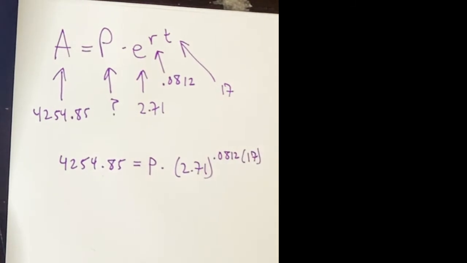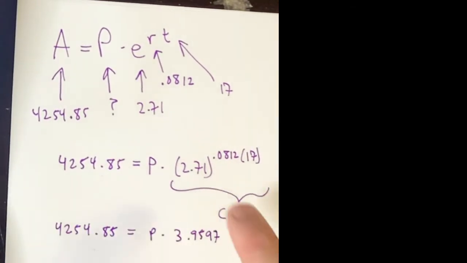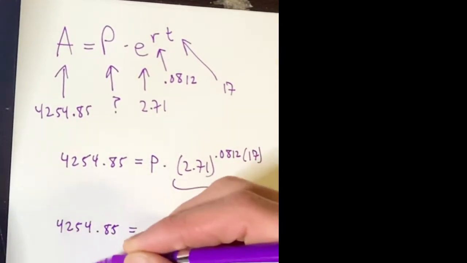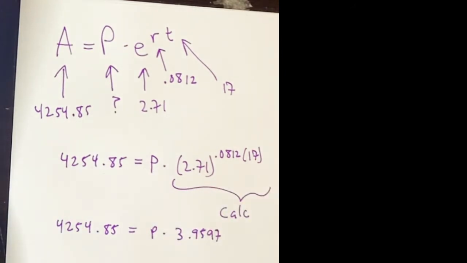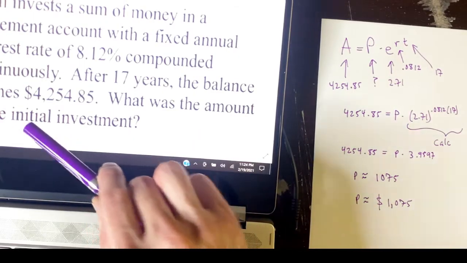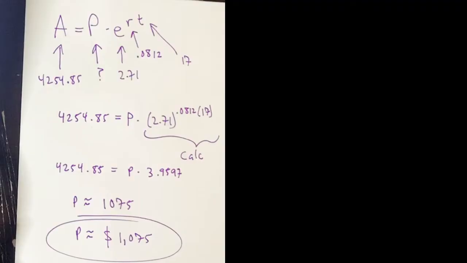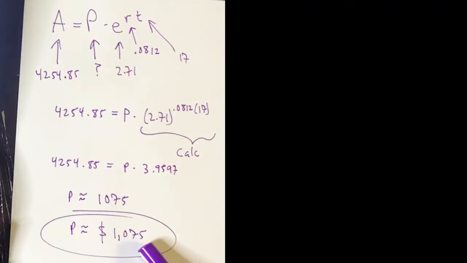And what I want you to see is that this problem is actually not that bad, because all of this here can just be typed into a calculator. So roughly speaking, that is about this much here. And so we can divide both sides by this number to get P alone. And P has an approximate value. The principal, or the initial amount, was about $1,075. And again, anything close to that should be just fine.